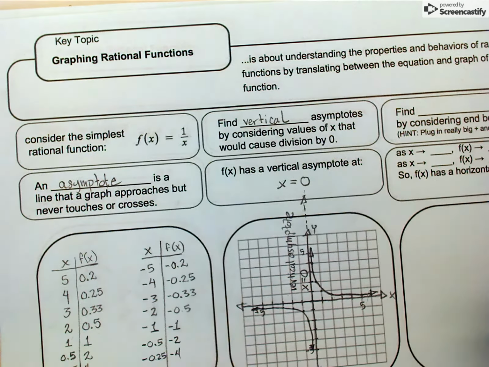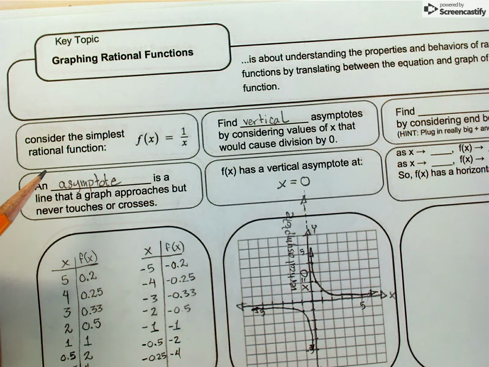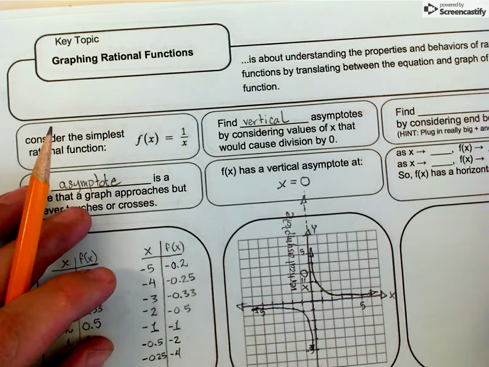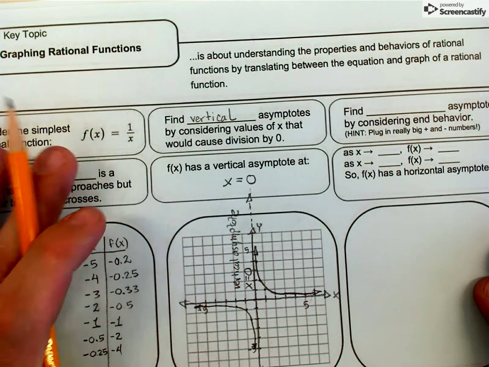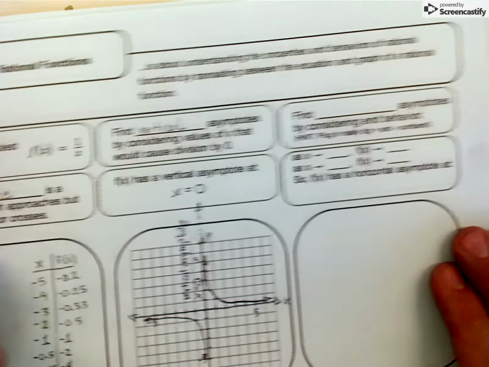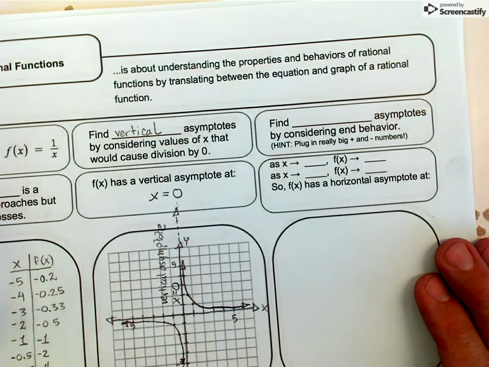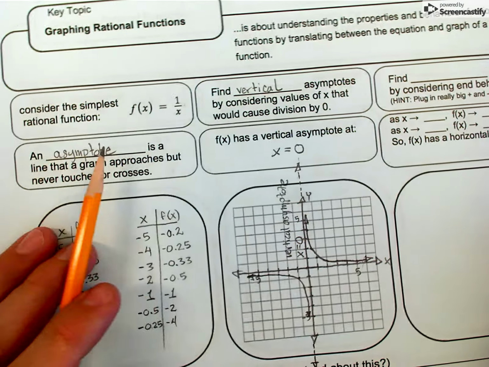So here we are. This is part 2 of our graphing rational functions frame. To summarize what we've done so far, first of all, we're just using this frame as a reference document that tells us all the things we need to know and think about when we graph rational functions. And really, it's about understanding the properties and the behaviors of rational functions by translating between the equation and the graph. And that's what we did here.